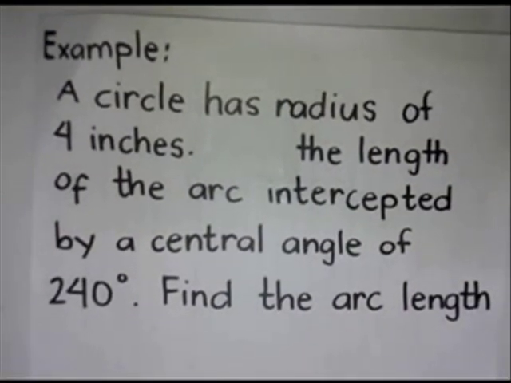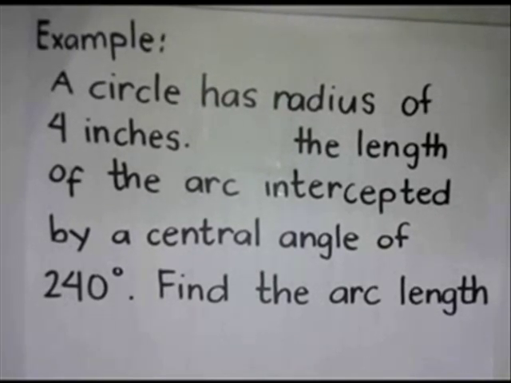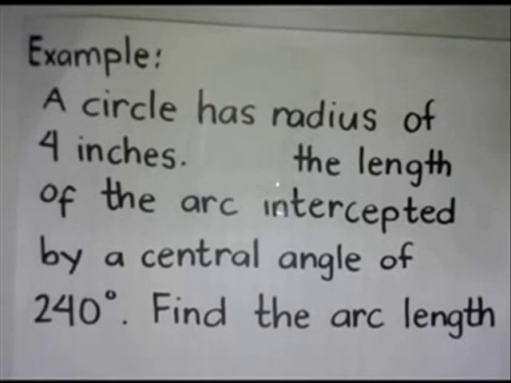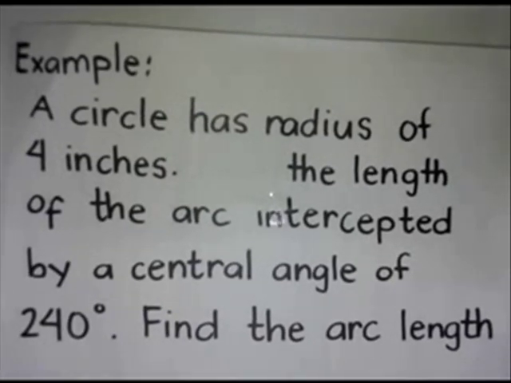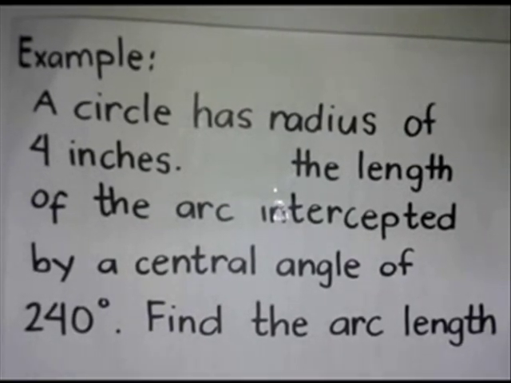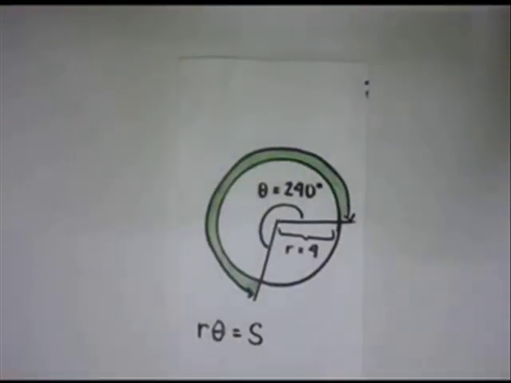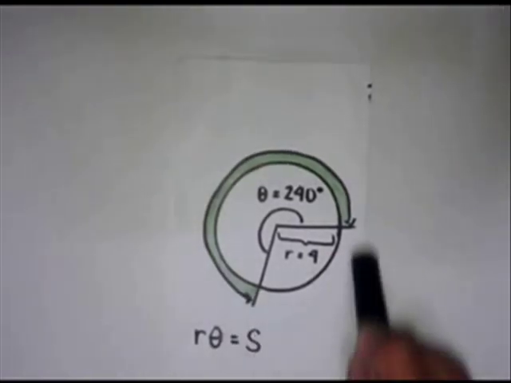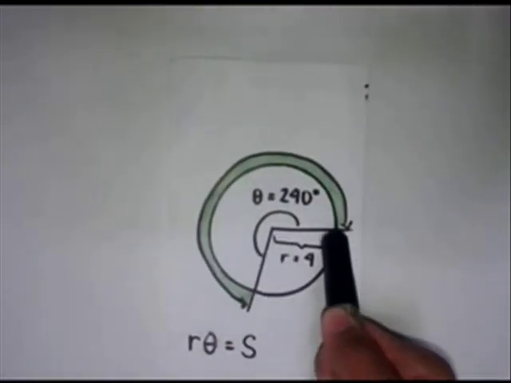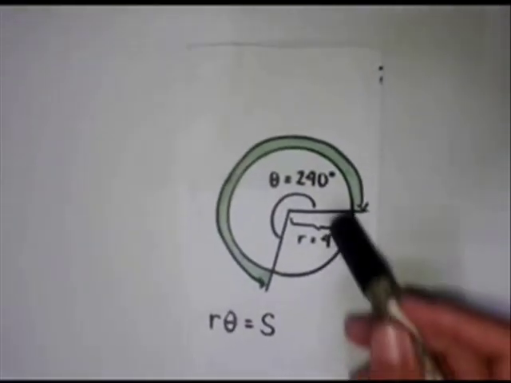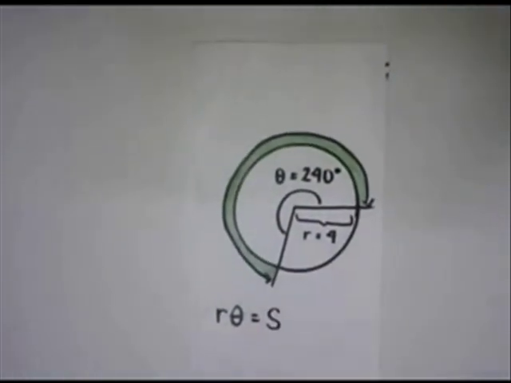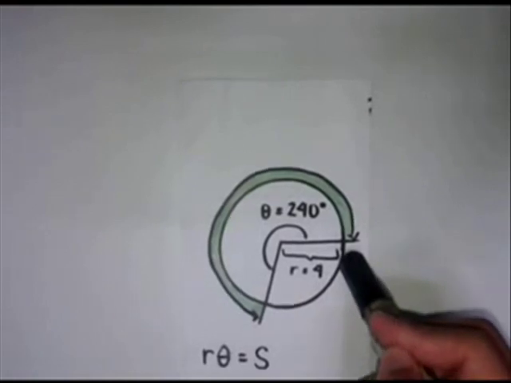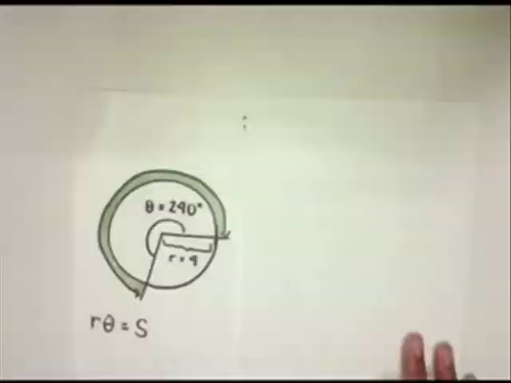To understand this better, let us have an example. A circle has a radius of 4 inches. The length of the arc intercepted by a central angle of 240 degrees. Find the arc length. If we are to draw the problem, this is how it would look. A circle with a radius of 4 inches intercepted by an angle of 240 degrees. Now, what is the arc length? This one is the length of the circular path, or the arc length.